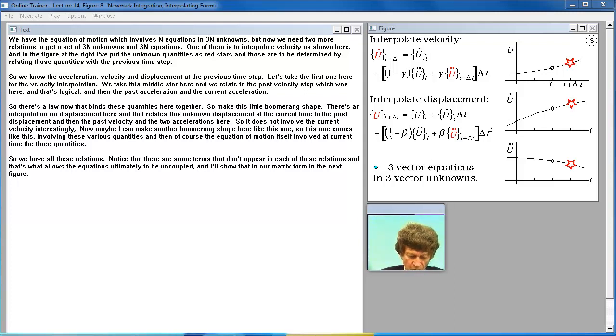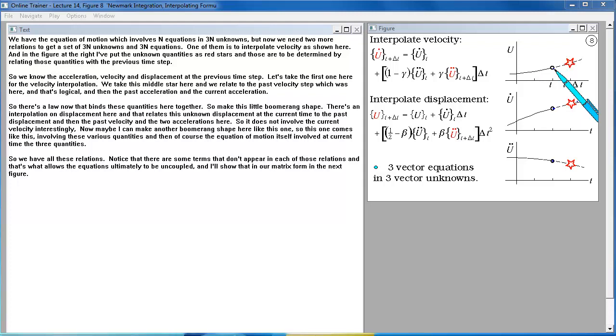One of them is to interpolate velocity, as shown here. And in the figure at the right, I've put the unknown quantities as red stars, and those are to be determined by relating those quantities with the previous time step. So we know the acceleration, velocity, and displacement at the previous time step.